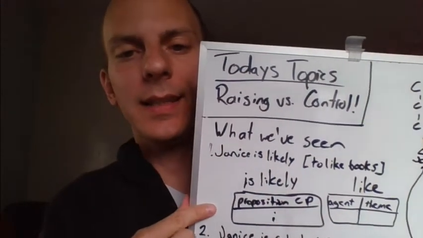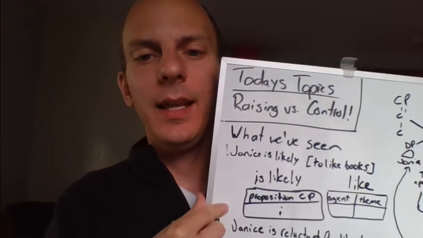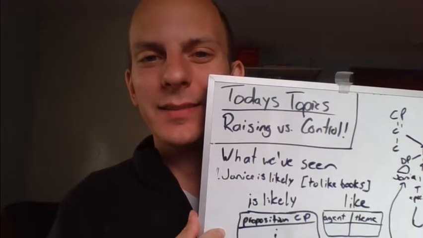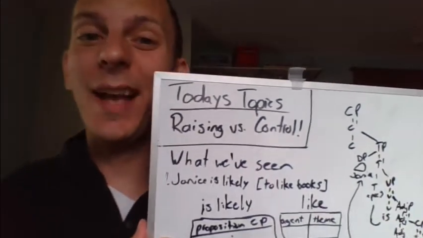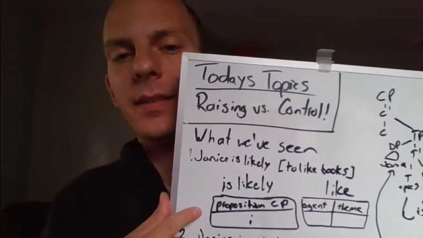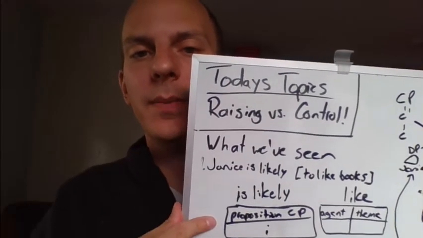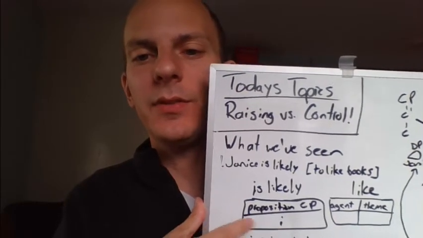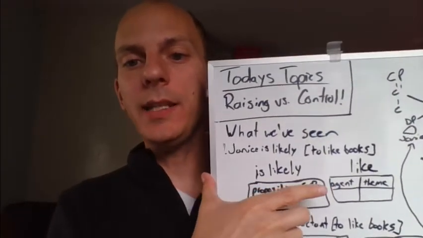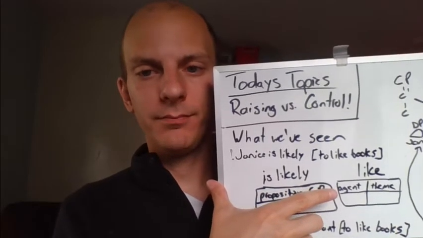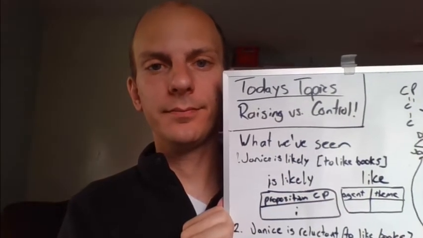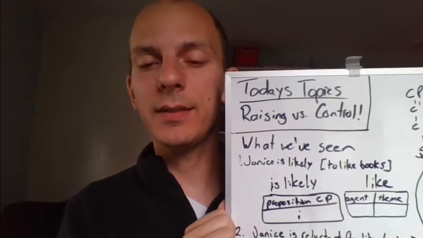So our first predicate is this, is likely, and we'll see that is likely takes a propositional CP. And what's the propositional CP here? Well, to like books, but more specifically, Janice to like books. It only takes a propositional CP. It doesn't take that external theta role, the subject. It doesn't take an agent in the subject position, unlike its unfortunately similar counterpart, like, over here, which takes an agent. Somebody likes something. I like pie. Janice likes books, etc.